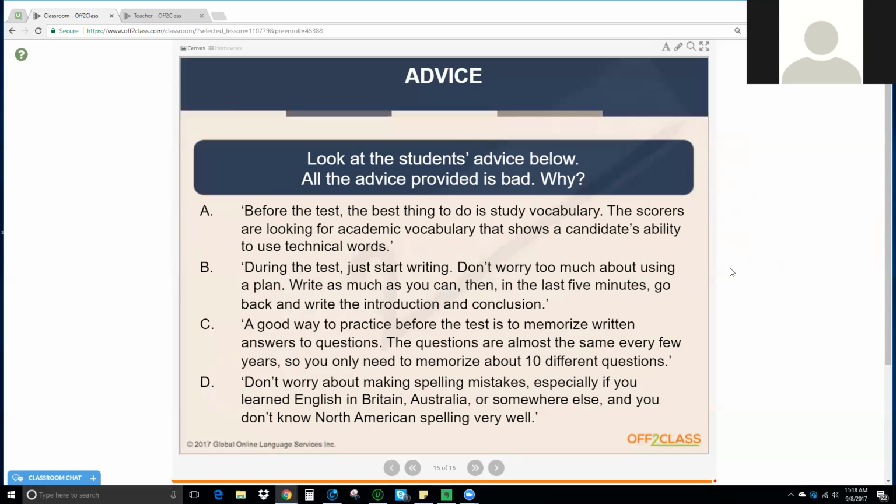During the test, just start writing. Don't worry too much about using a plan. Write as much as you can. Then in the last 5 minutes, go back and write the introduction and conclusion. That might get you to your word count, but that will not give you the structure that they are looking for in the exam.